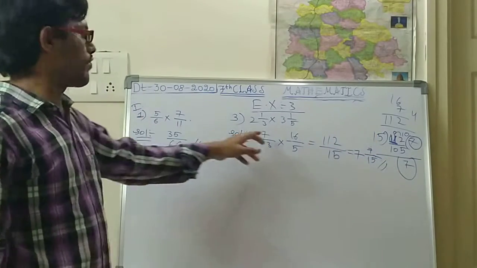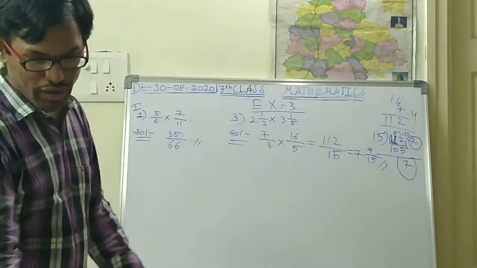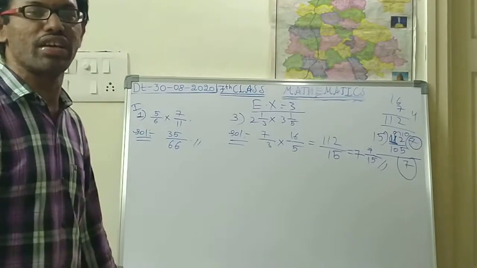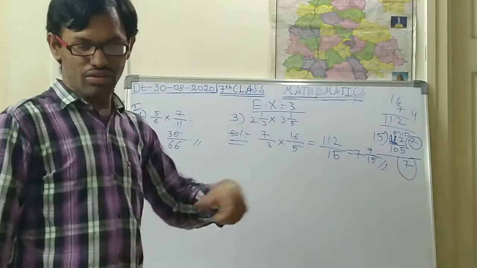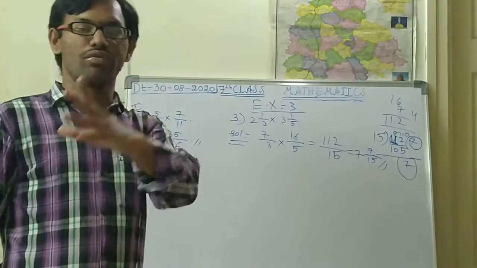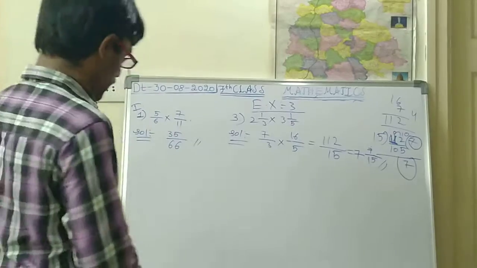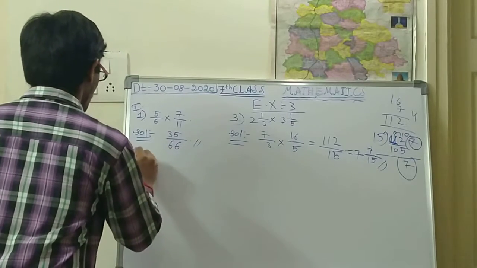Okay, like this, the first problem, third problem. The second problem is very easy: 6 into 1 by 5. One is 6, another one is 1 by 5. So directly if you multiply 6 into 1, that is what you get. Okay, next the second bit we shall see.